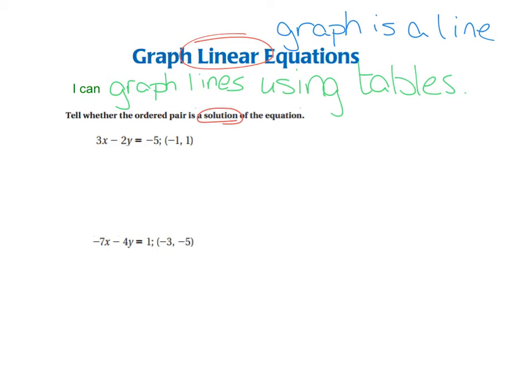The deal with linear equations is they will often have two variables, an x and a y, because if you have a line on a graph, each point on the line has an x-coordinate and a y-coordinate. So that is why linear equations most often have an x and a y. Now, what does solution mean? When something's a solution, it makes an equation true.